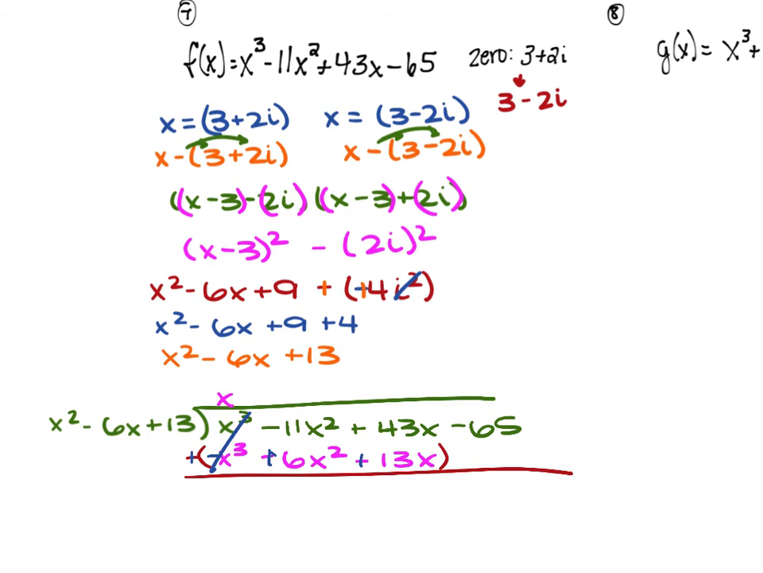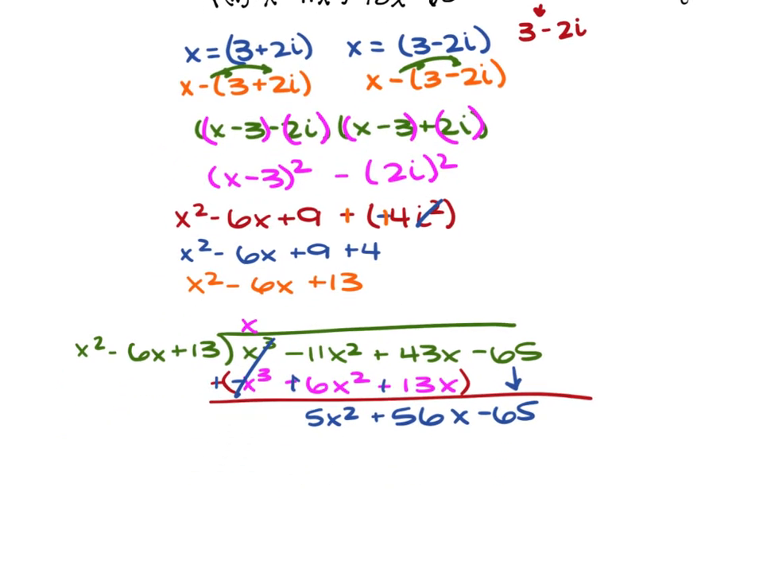The negative 11x squared plus 6x squared is negative 5x squared. And 43x minus 13x gives us 30x. From here, we're also going to drop down that negative 65 and then do the same thing over again. So x squared times what gives us the negative 5x squared? If we multiplied it by negative 5, we would get negative 5x squared. We also multiply the negative 5 by the negative 6 and get positive 30x. And then we multiply the negative 5 by 13, get negative 65.